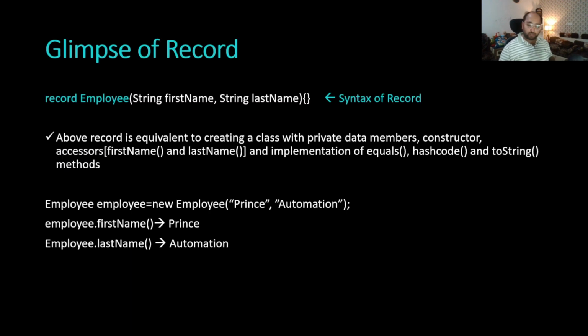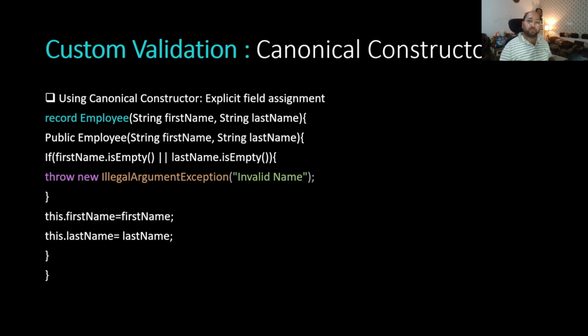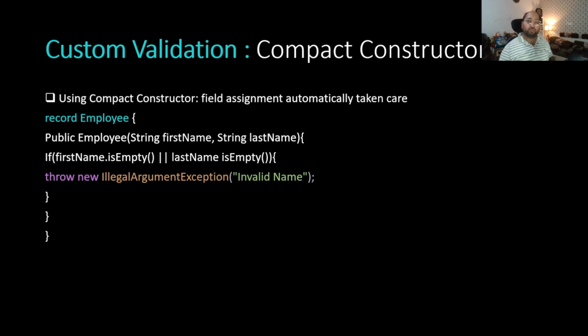Now let us come back and talk about the custom validation, right? So by default, it has the constructor. Still, if we want to implement some custom implementation, for example, if first name or last name is empty, we can throw an exception that this is an invalid name, right? And we can do the custom validation in two fashions. One using the canonical constructor, where we need to explicitly define the field assignment. Another one is the compact one, right? So we are going to talk about both. In compact, we don't need to do the field assignment. It will be automatically taken care of, right?